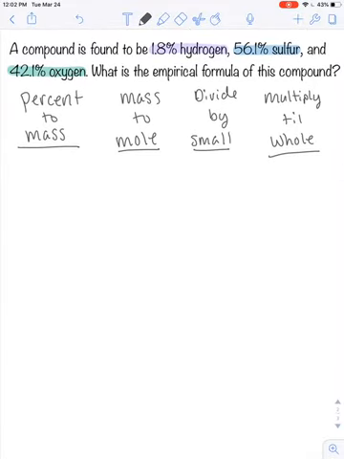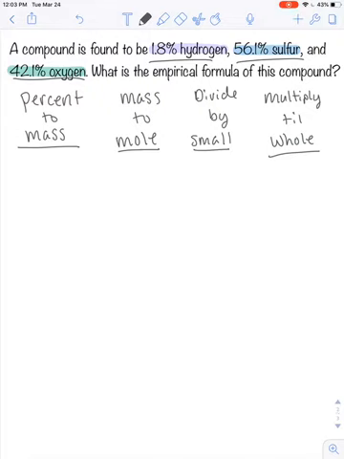So here's our question. A compound is found to be 1.8% hydrogen, 56.1% sulfur, and 42.1% oxygen. What is the empirical formula of this compound? What we're going to do is work out 3 separate problems, one for hydrogen, one for sulfur, and one for oxygen. And we have to do all 4 steps for all 3 of those elements.